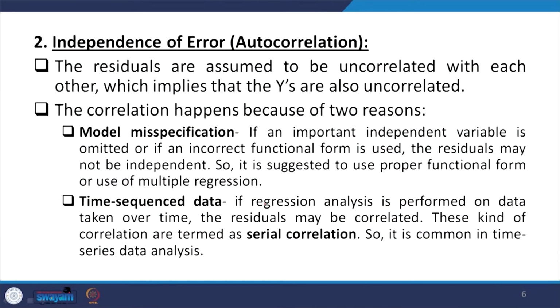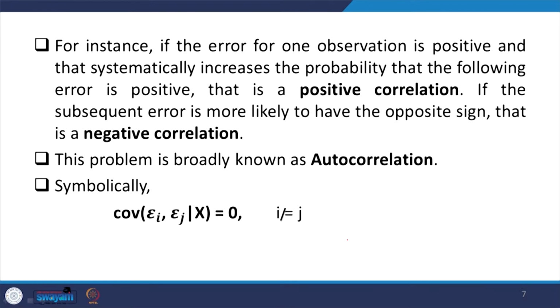This kind of correlation is termed serial correlation, also when time series components are there, and it is common in time series data, as I just mentioned. Now, for instance, there exists positive and negative correlation. If the error for one observation is positive and that systematically increases the probability that the following error is positive, that is a positive correlation. If the subsequent error is more likely to have the opposite sign, that means it is negative correlation.